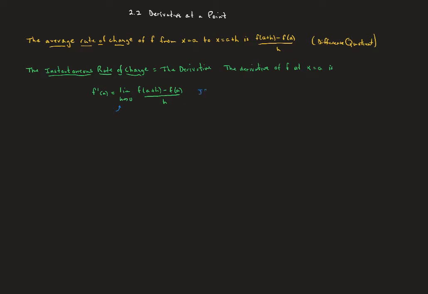If this limit exists, we say that f is differentiable at x equals a. F is differentiable at x equals a. Trying to expand your vocabulary here.